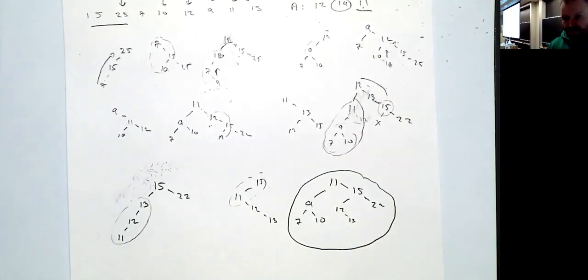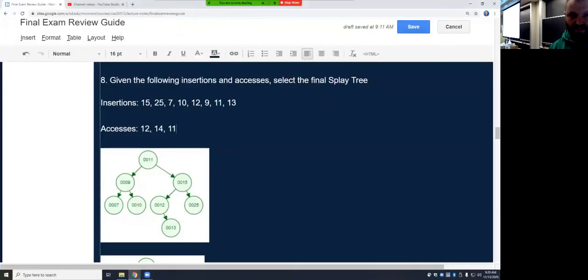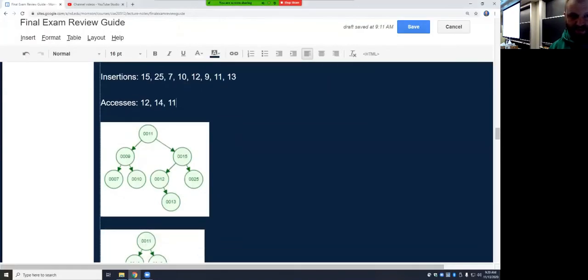So now let's determine which one is our solution. We see that A is the splay tree that matches what we've just derived. So A is the correct answer.